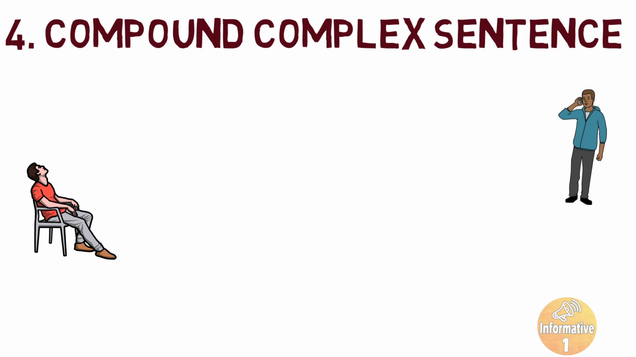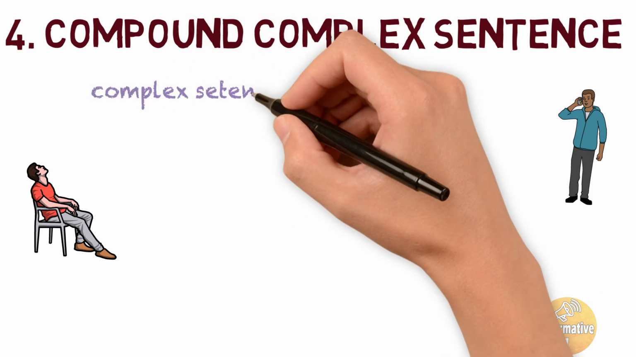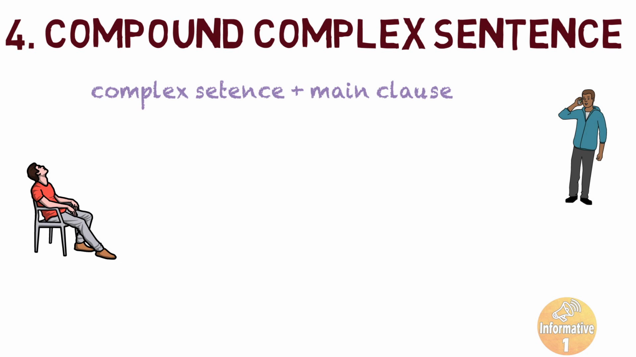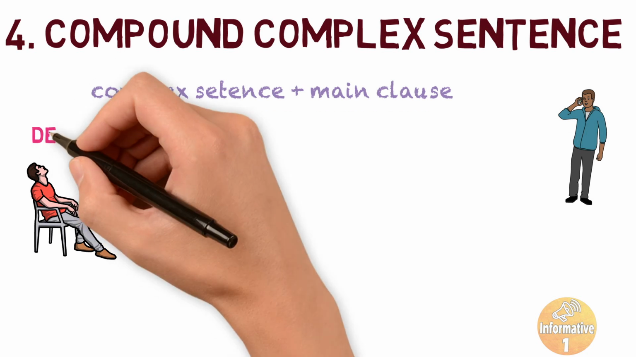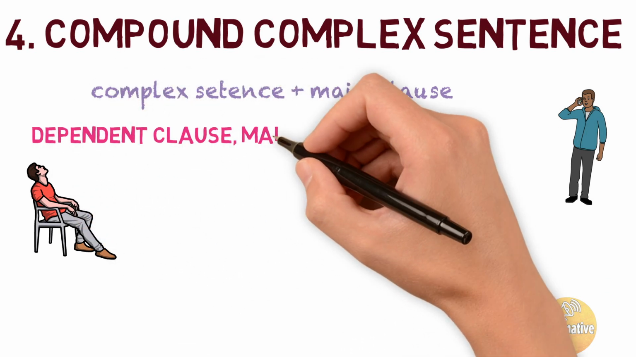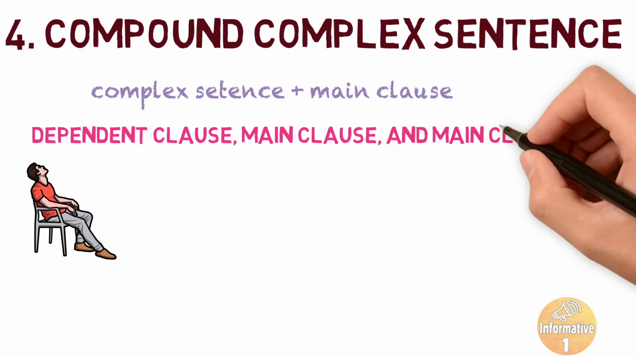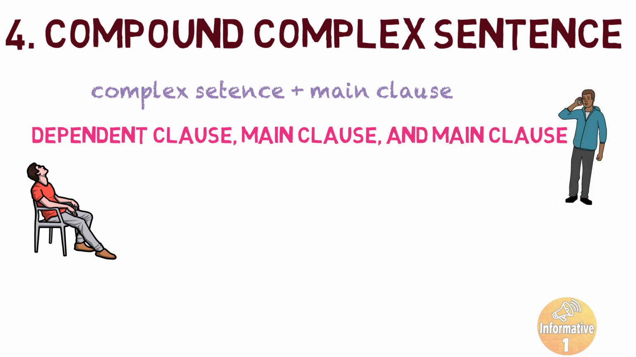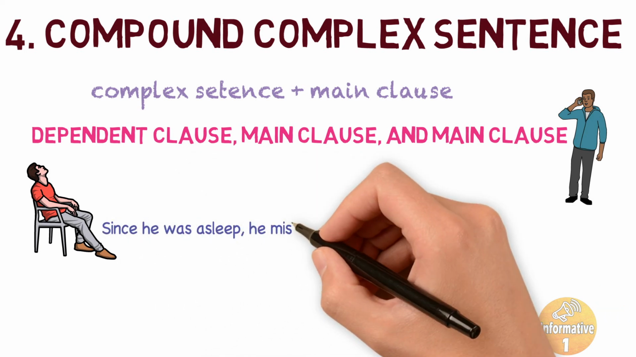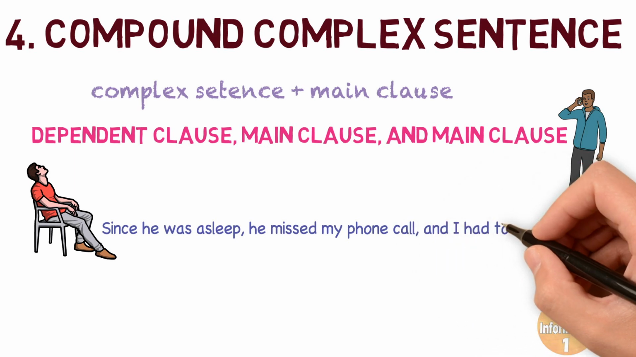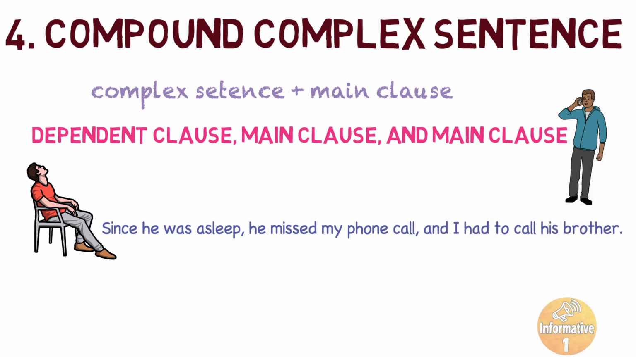Compound complex sentence. A compound complex sentence is formed when a complex sentence is joined together with a main clause. Thus, it has at least one dependent and independent clause as part of the complex sentence, as well as at least one or more main clauses. For example, since he was asleep, he missed my phone call, and I had to call his brother.